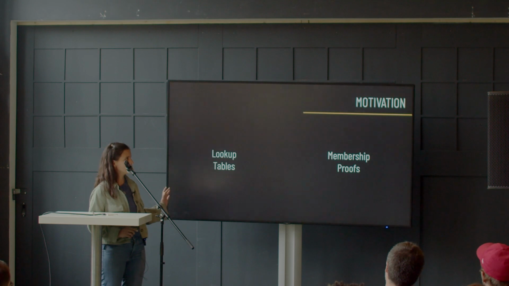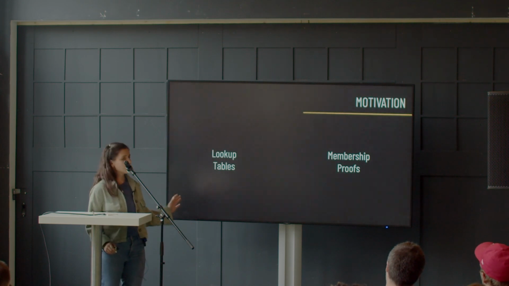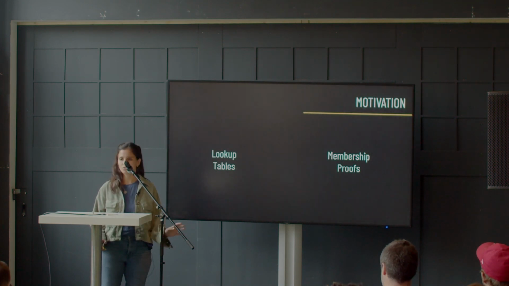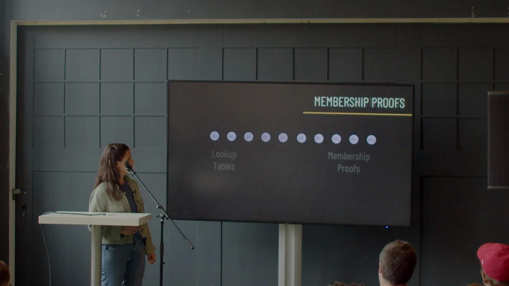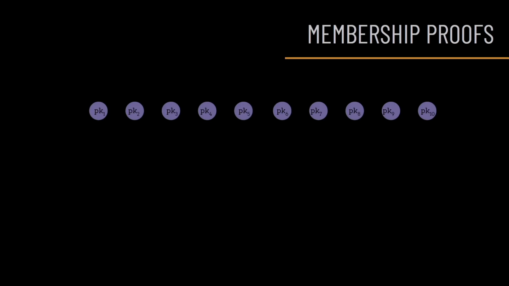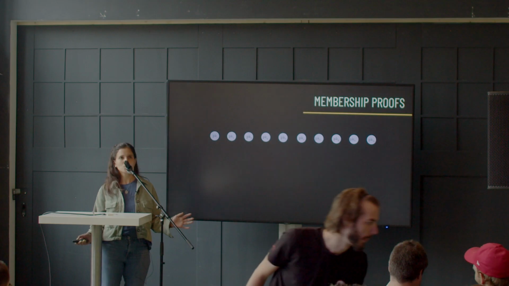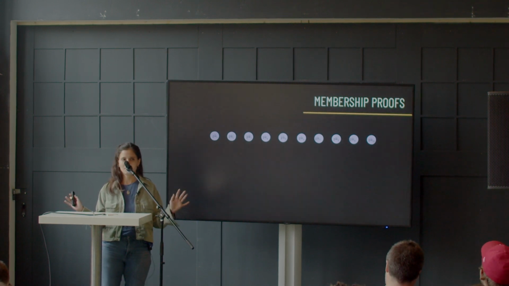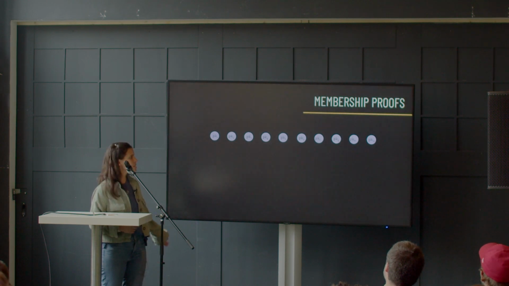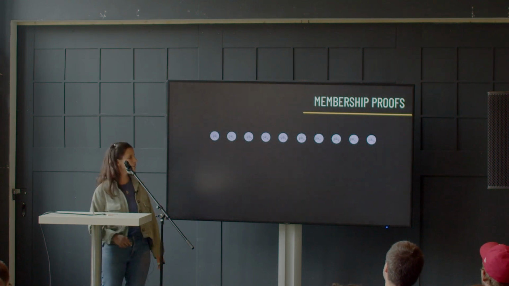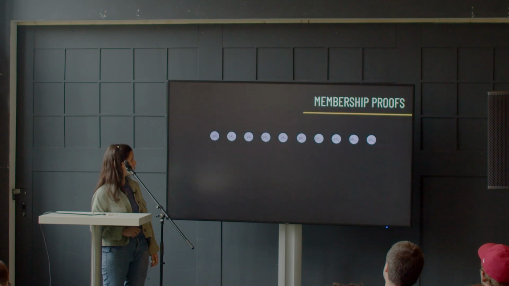Caulk has 2 key applications, lookup tables and membership proofs. And I'm going to dive a bit deeper into both of them. So for membership proofs, we can think of applications such as anonymous credentials or the Zcash protocol. And the idea is, I want to prove that I belong to some authorized set of people. And this set of people is public, right? And we are all represented with our public keys.